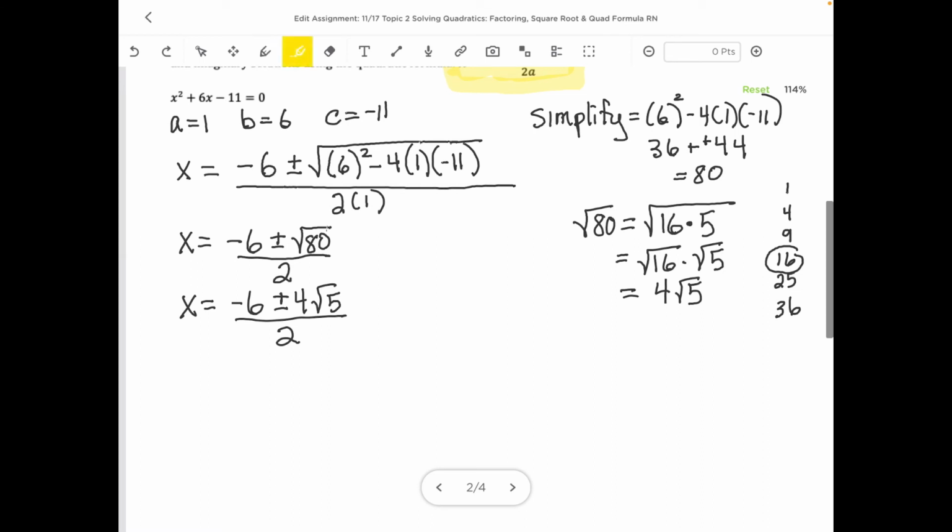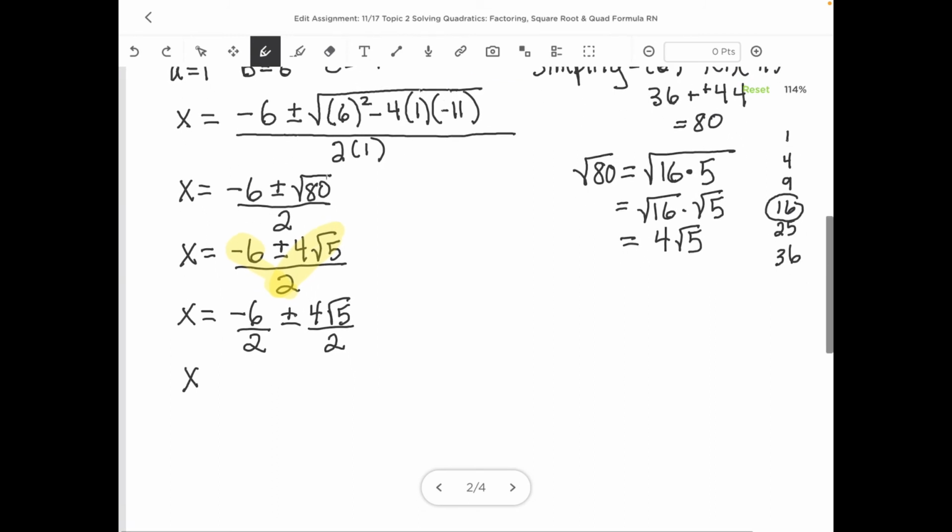The next thing we're going to do is we separate. So this and this get separated. So negative 6 over 2 plus or minus 4 root 5 over 2. This is critical, this last step of simplifying.